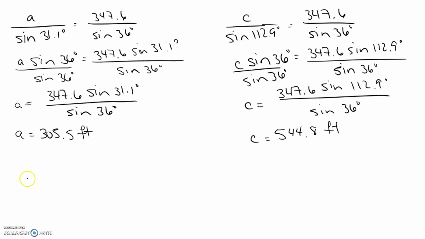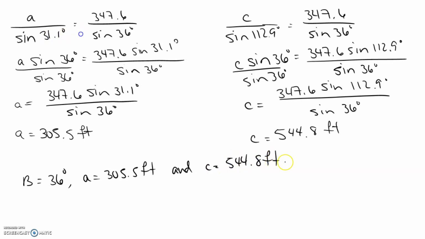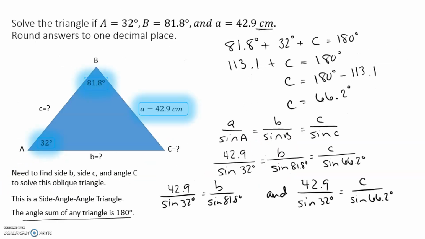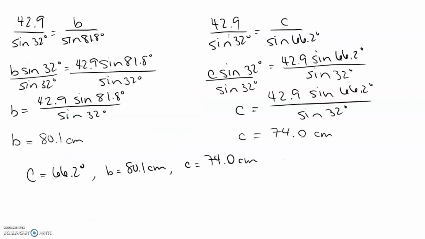Okay, so we found angle B to be 36 degrees, side A to be 305.5 feet, and side C to be 544.8 feet. So those would be our answers right there. Let me make just a small correction back on this one. When we got our answer for C, rounding to one decimal place, that should actually be a 1 right there.